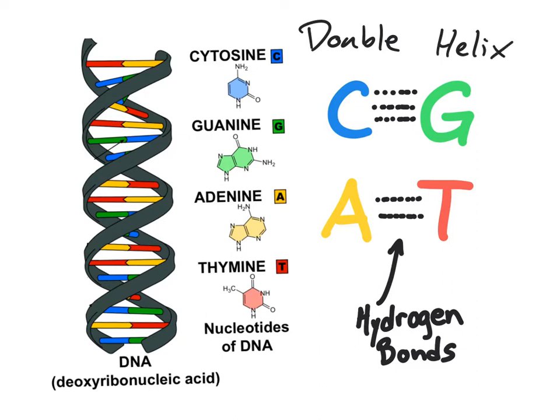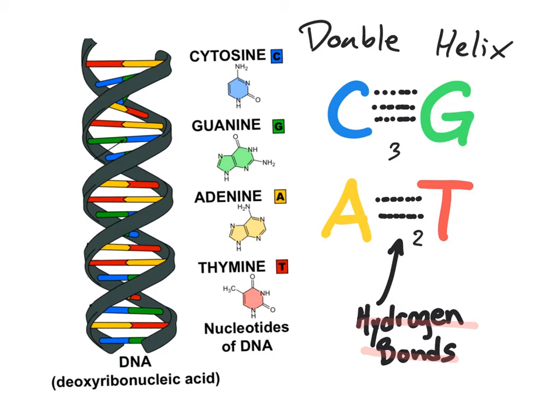Each strand of that double helix is attached by these hydrogen bonds. Between cytosine and guanine, there are 3 hydrogen bonds. And between adenine and thymine, there are only 2.